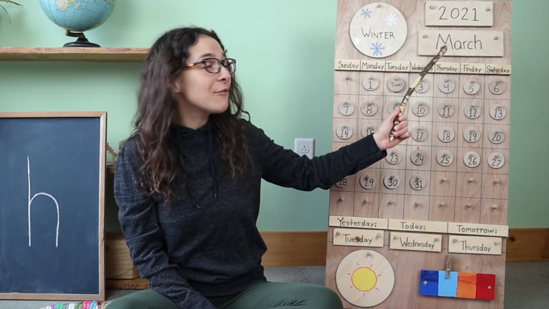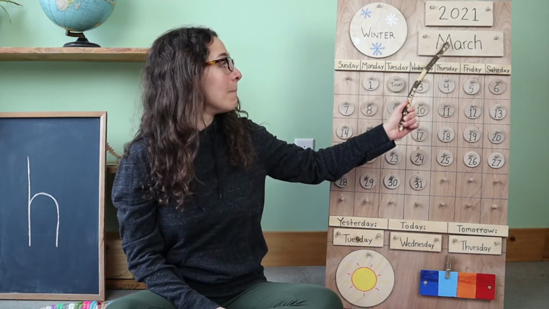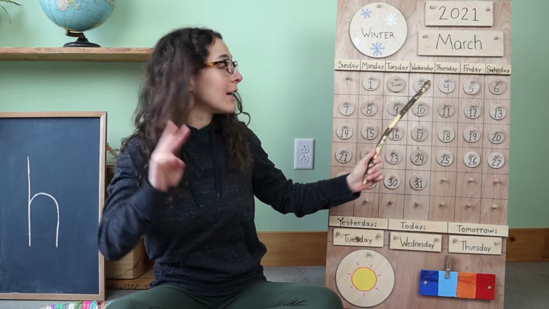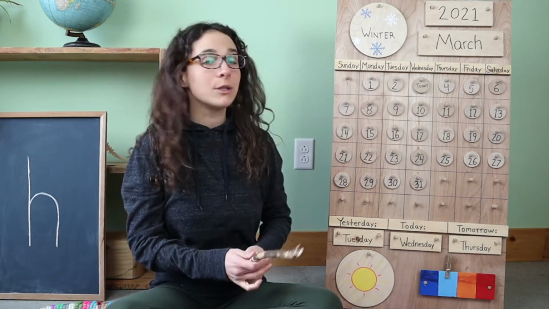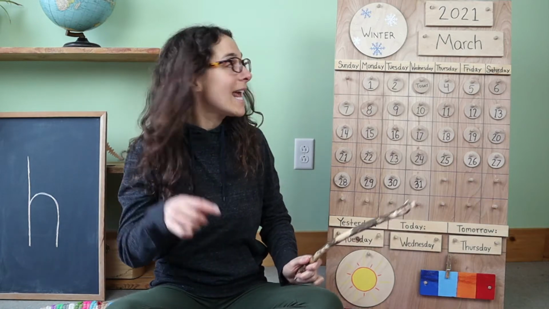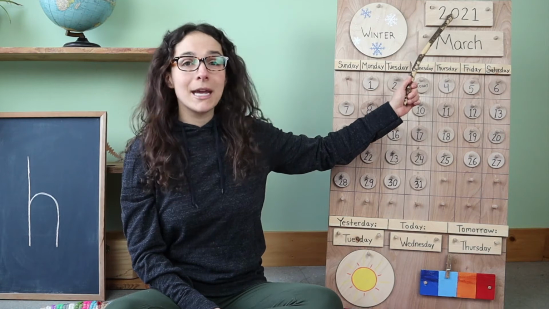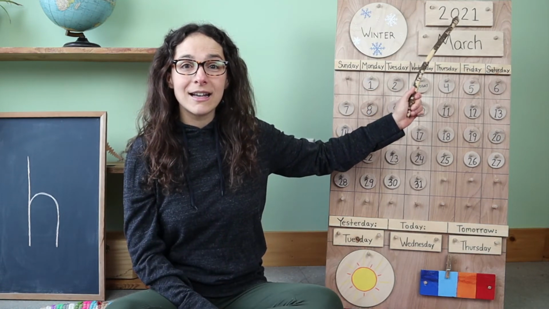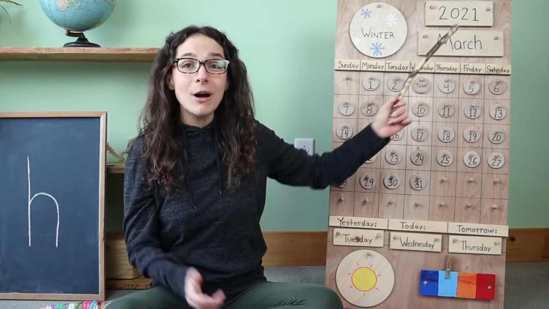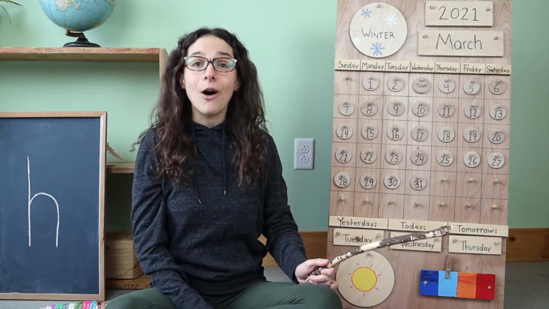March. That's right, friends. The month is March. And today is March 3rd. So let's move the chip over from yesterday. Yesterday was March 2nd, and today is March 3rd, and right up here we have the year. Do you know what the year is? 2021. You're right, friends. So let's see the date one more time, all together.